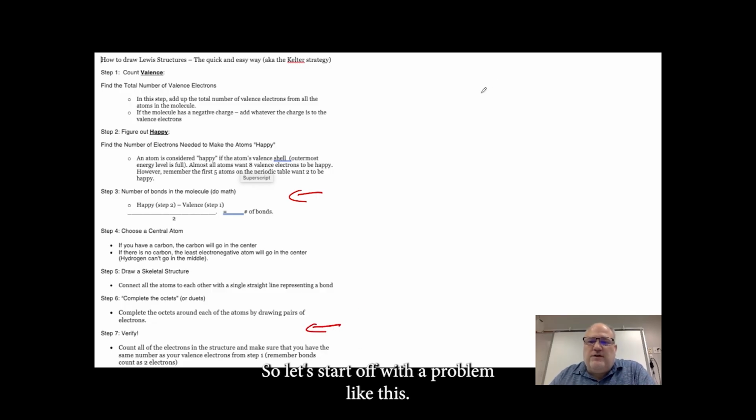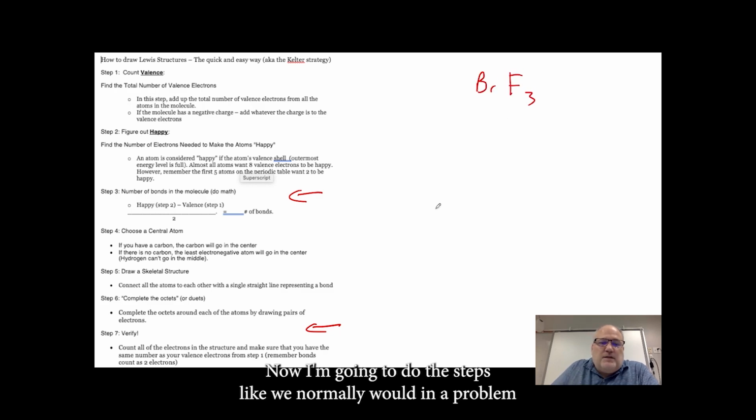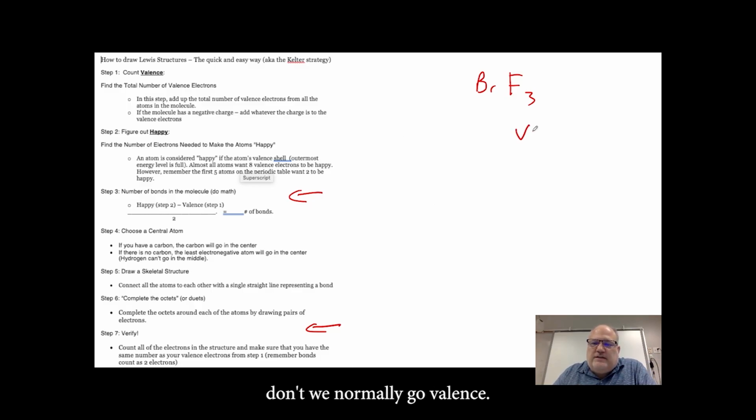So let's start off with a problem like this. Let's go with BrF3. Now, I'm going to do the steps like we normally would in a problem. Don't we normally go valence, and we add up all the valence electrons? If we take a look here, bromine has 7, and then each of the 3 fluorines has 7, so we're going to do 3 times 7, and altogether, wouldn't that be 28?